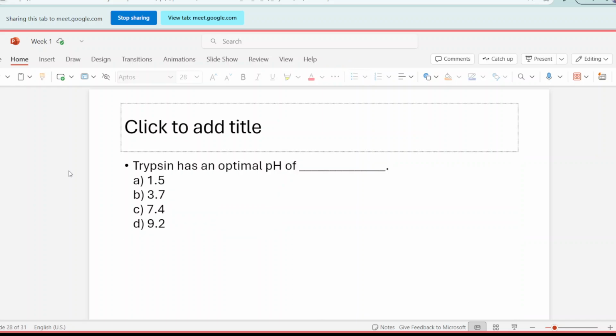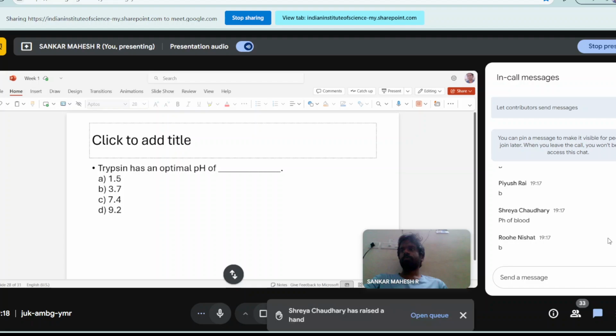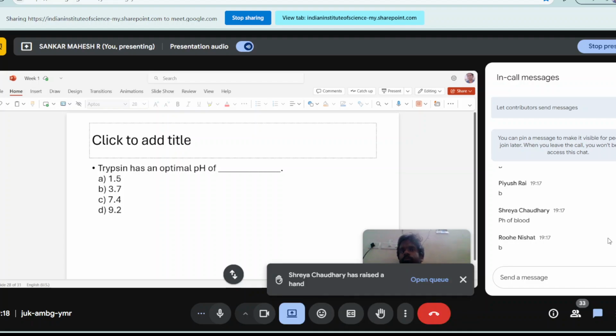The next question is trypsin has an optimal pH of dash: 1.5, 3.7, 7.4, and 9.2. Okay, before we go to this, whoever wants to answer can start with mentioning what trypsin is, why pH is an essential thing, and how pH would affect it. So whoever wants to answer this particular question, you can start by answering what trypsin is, where it is found in the body, whatever you know about trypsin. Yeah, Shreya.